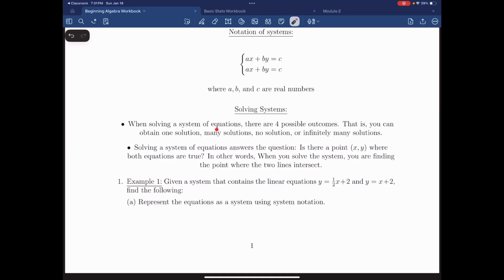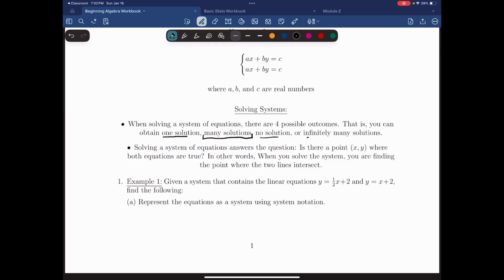So when we're solving a system of equations, we're going to have four possible outcomes. That is, you can obtain one solution, many solutions, no solution, or infinitely many solutions. Now, I will say in terms of this class and beginning algebra, you aren't going to encounter a system that will have many solutions. You're going to encounter a system that has one solution, no solution, or infinitely many solutions.